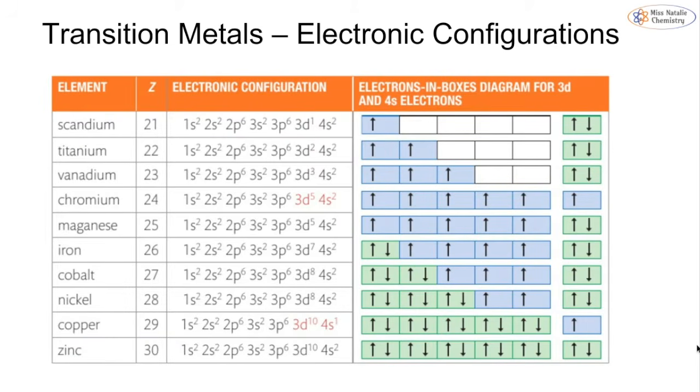So you can see that we have our electronic configurations, and we can draw in our SBDF notation, or we can draw in our box notation. And it is important that you can write out and draw any of these for scandium right the way through to zinc. Notice our copper and our chromium exceptions, where we fill the 4s with one electron and then the 3d.